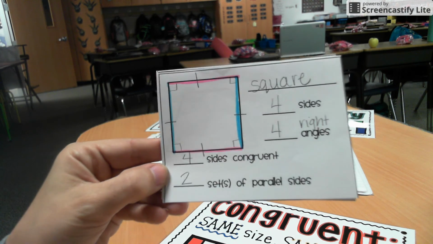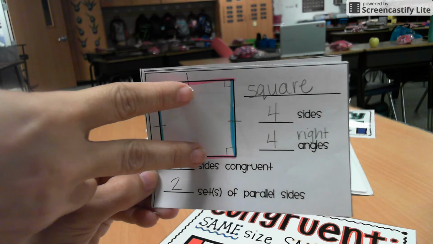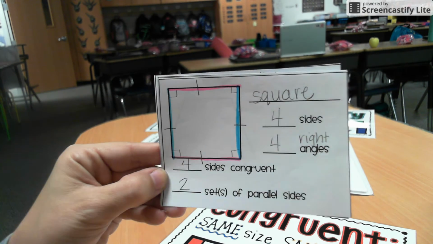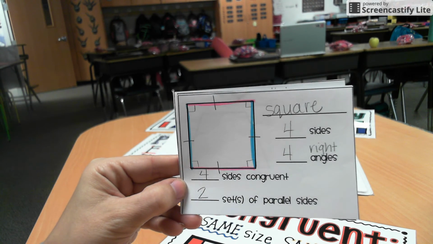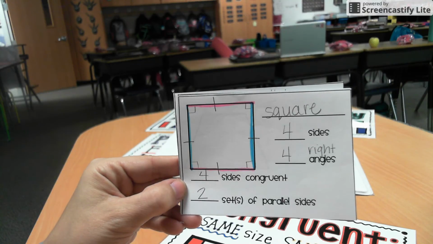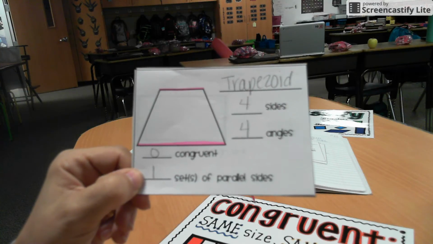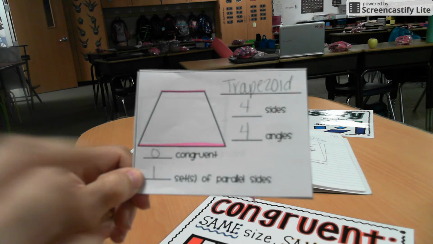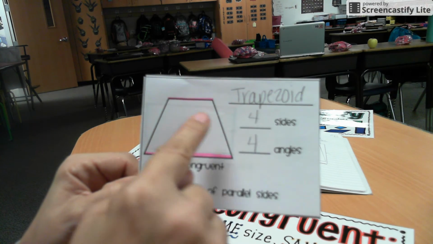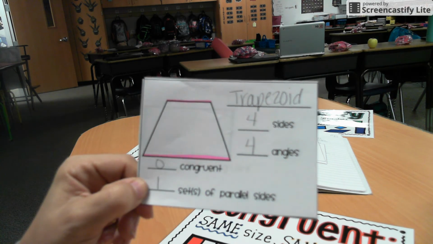Then it has 2 sets of parallel sides. So this top one is parallel to the bottom one. The left one is parallel to the right one. And that's why I went ahead and highlighted them. So I know these 2 are parallel, these 2 are parallel. Go ahead and write that down for square, and then we're going to do trapezoid.